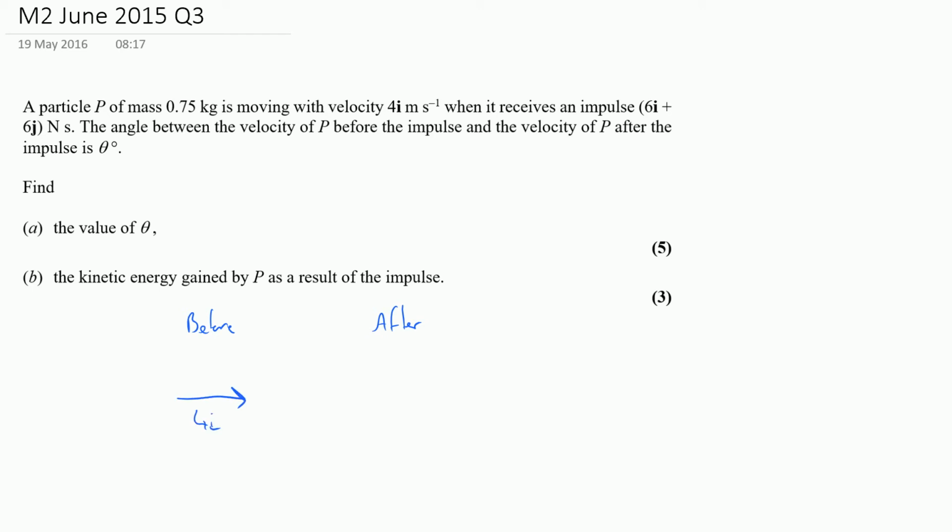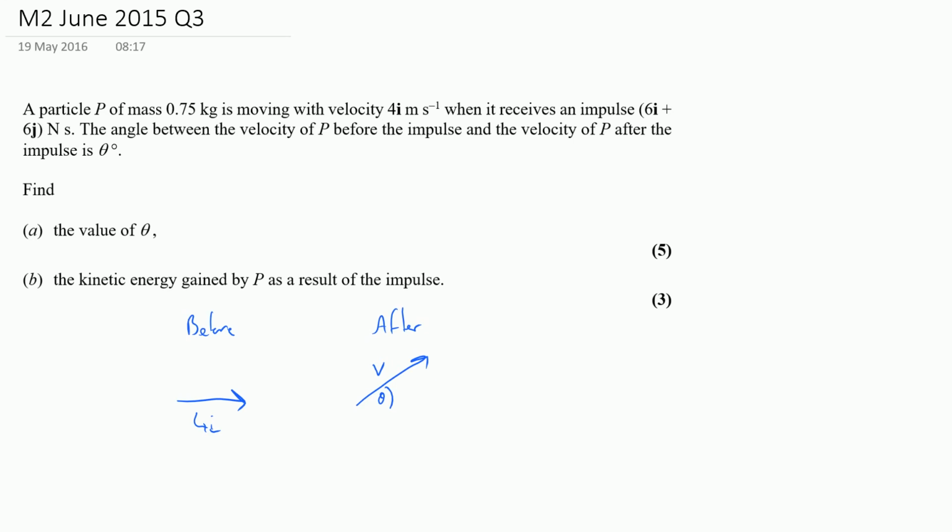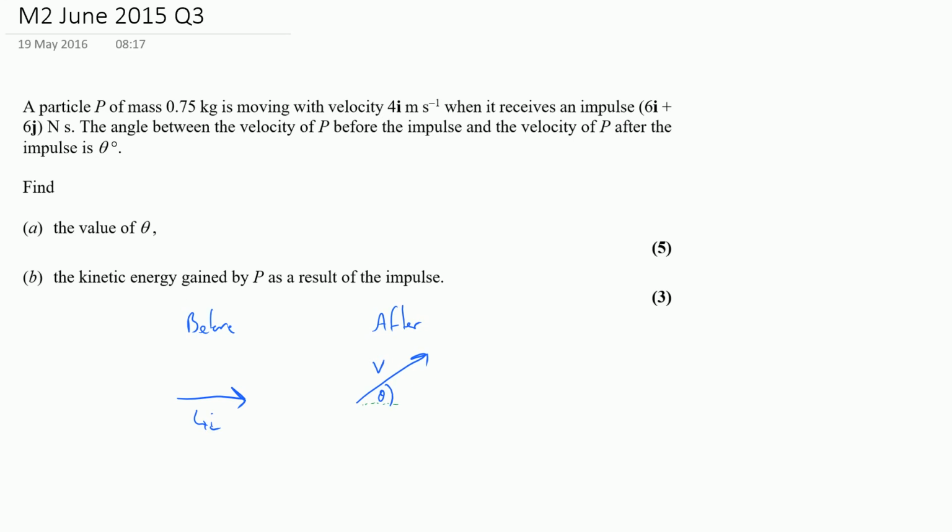and it receives an impulse, and then the angle between the velocity of P before the impulse and the velocity of P after the impulse is theta. So I then have this situation where this is now at an angle theta, and let's just say that that's going to be v. Now I can break this down into its horizontal and vertical components, because this would be v sine theta and this would be v cos theta.